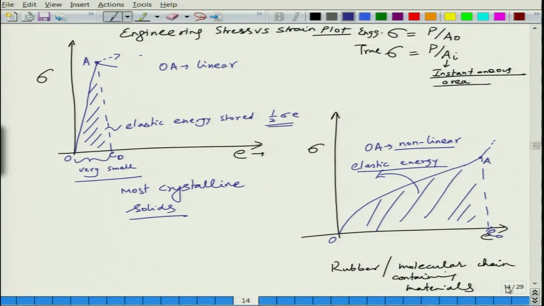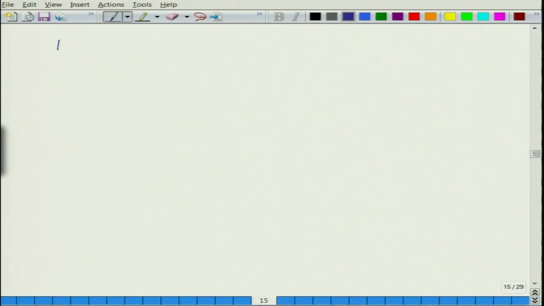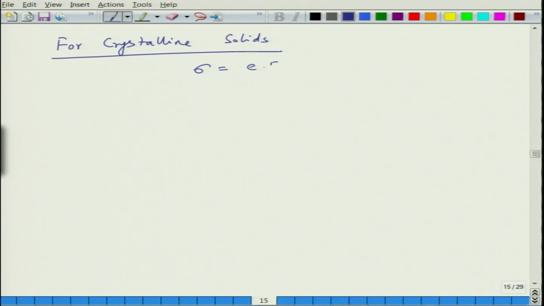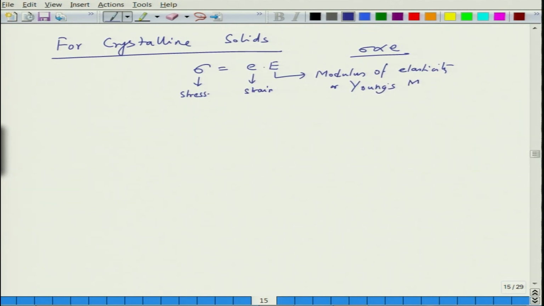Okay. So, for the linear region in terms of crystalline solids, let us say first, for the linear region we define sigma as E into epsilon, where sigma is the engineering stress, epsilon is the engineering strain, and sigma is proportional to strain, and the proportionality constant is called the modulus of elasticity, or in exact terms it is called Young's modulus. Okay. This is what it is.